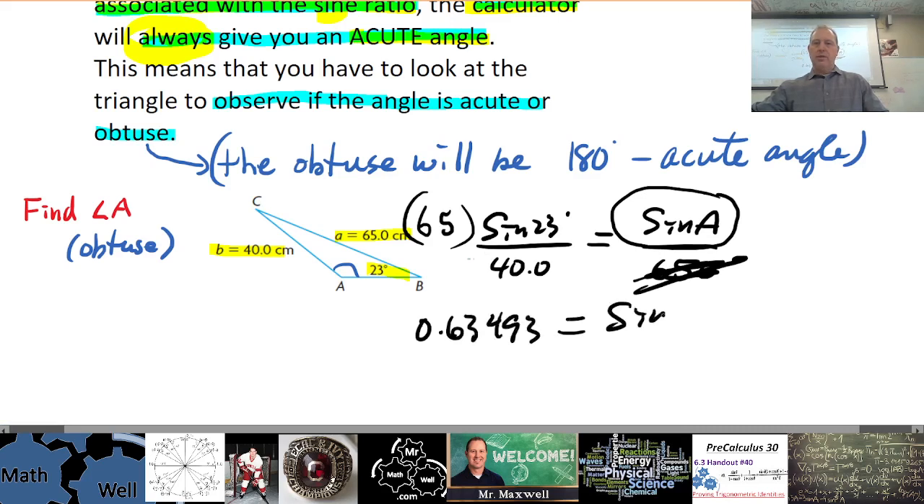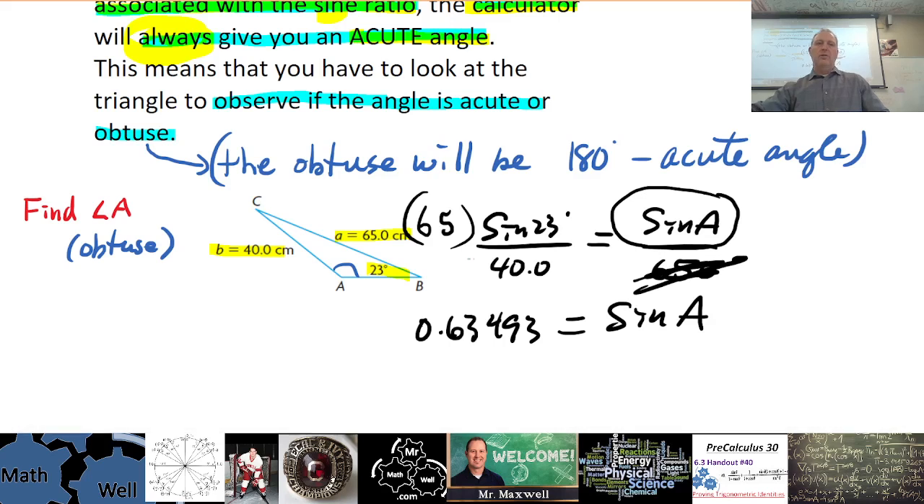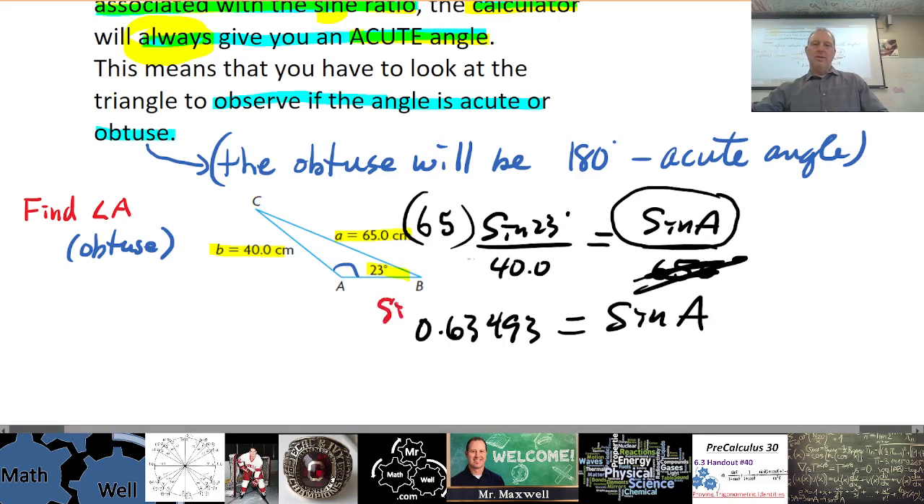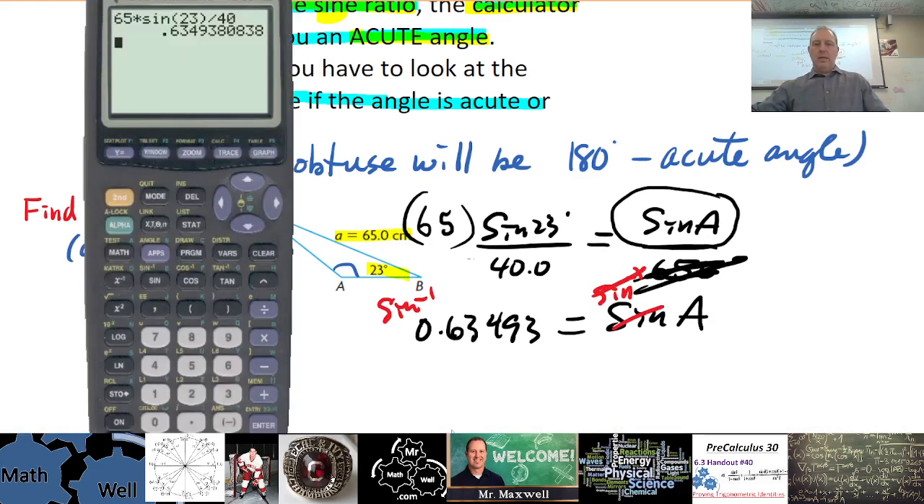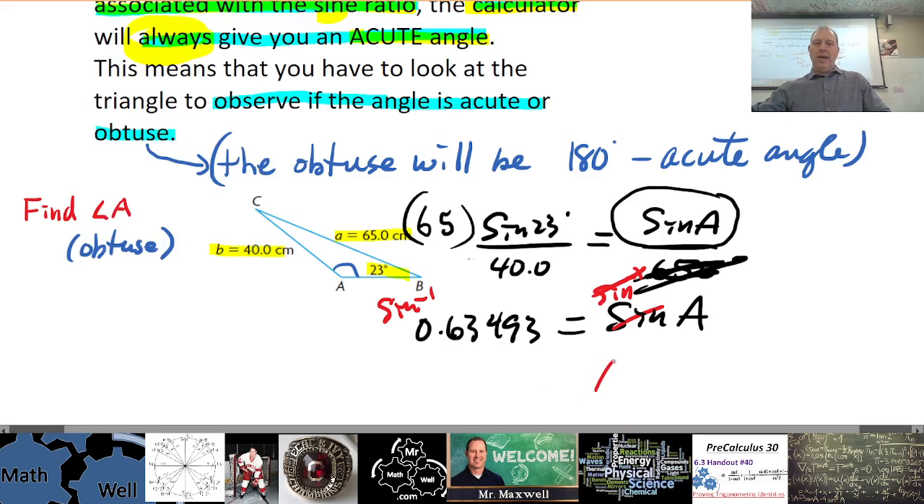Now that equals sine A, doesn't it? And so, in order to get the A value, I need to take the sine to the -1 of both sides. That will get rid of the sine on the right. Use second function sine of the answer. Use your answer function so it copies all the decimals for you. And you get 39.4. Okay, so A, it's telling me it's 39.4.